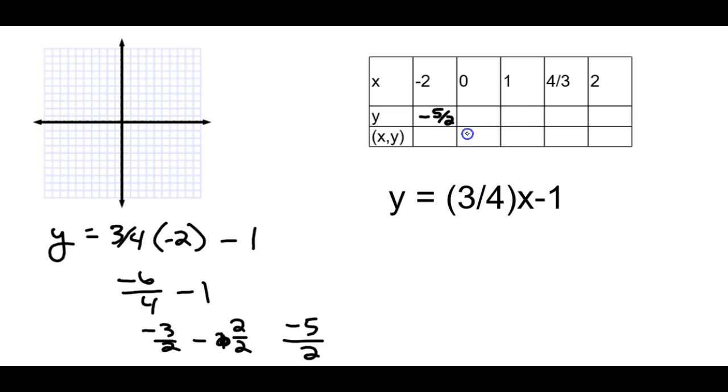Now, the other one is 0. When I put 0 in, I end up with y equals negative 1. So negative 1 goes in. When x is 0, y is negative 1. And when it's 1, you end up with 3/4 times 1, which is just 3/4, and then you subtract 1 from it. That equals your y value. So 3/4 minus a whole is just going to give me 1/4, or negative 1/4 that is, equals y.